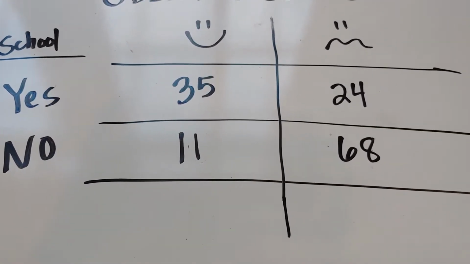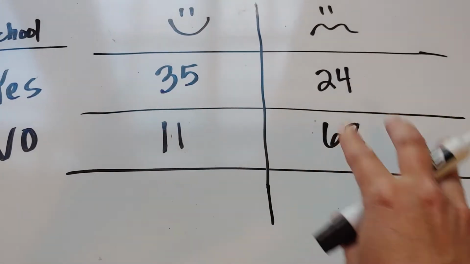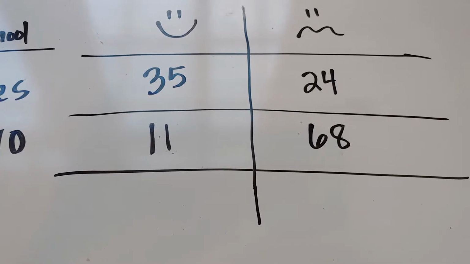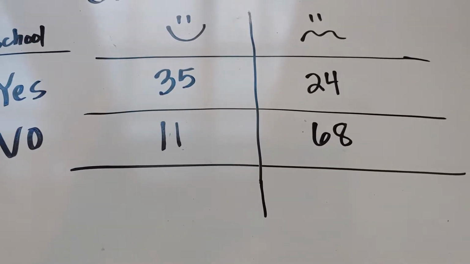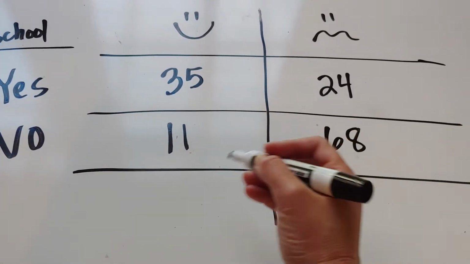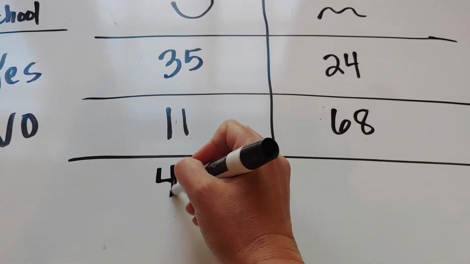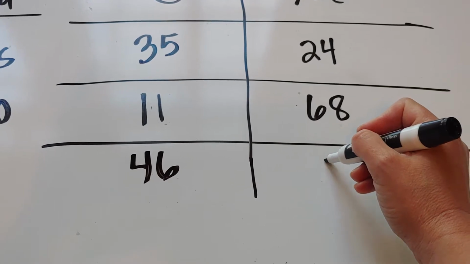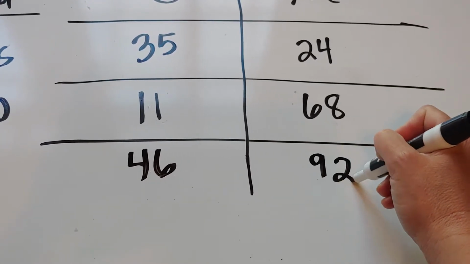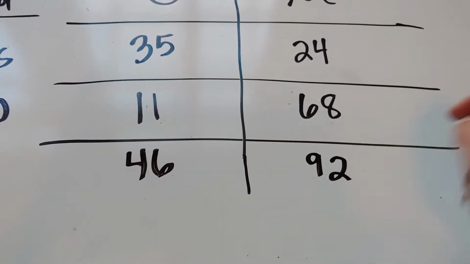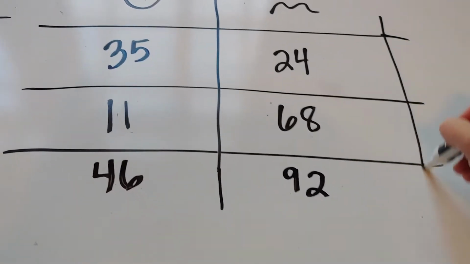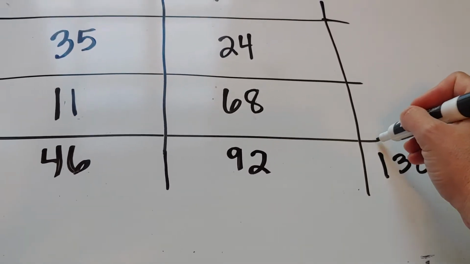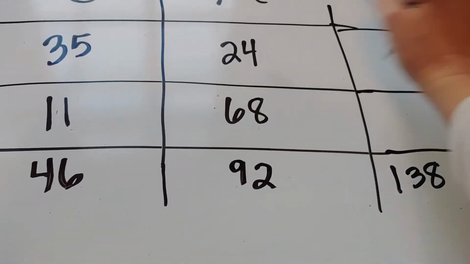Okay. So the first thing we have to figure out is, do these numbers look normal? I've never done this study before. How do I know if they look normal? So the very first thing we're going to do, for a two-way table, is find some totals. So here, this total is 46. This total is, I believe, 92. And then when I add these two together, I'm going to have a grand total of 138 students that were asked.